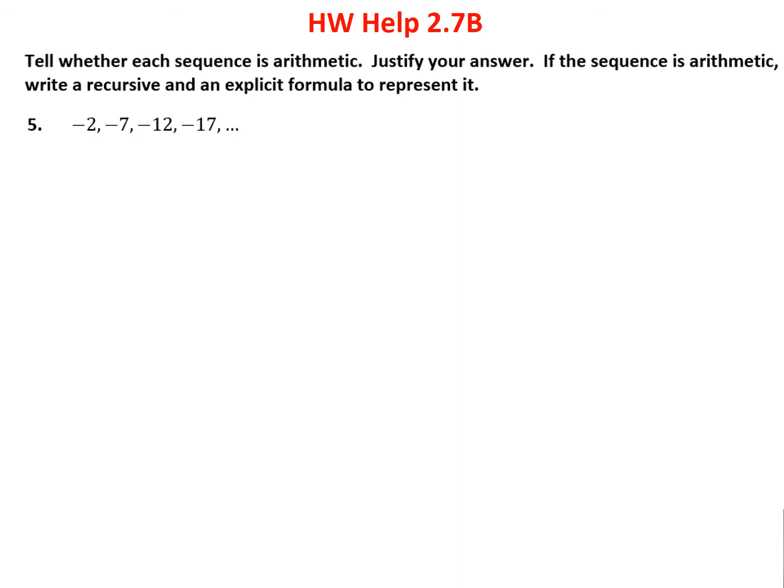Number 5 is just like 4. We've got to find out first, is it arithmetic? Does it have a common difference? So I go from here, and from -2 to -7 is subtracting 5. From -7 to -12 is also subtracting 5, and likewise here. So yes, this is arithmetic.